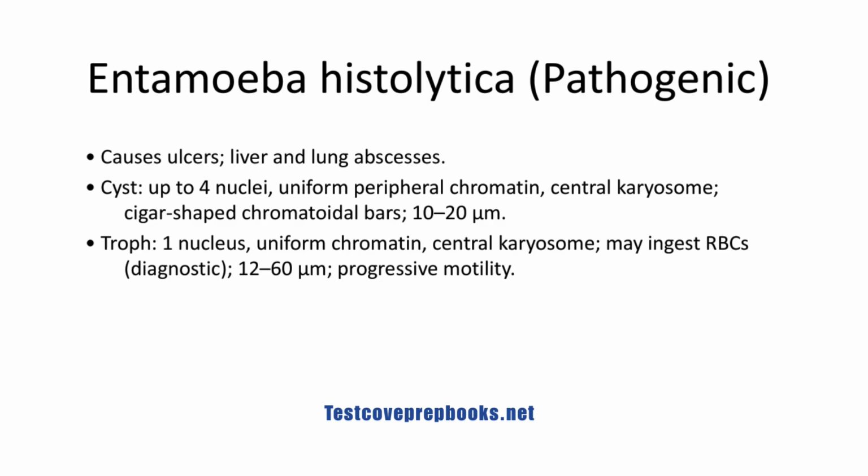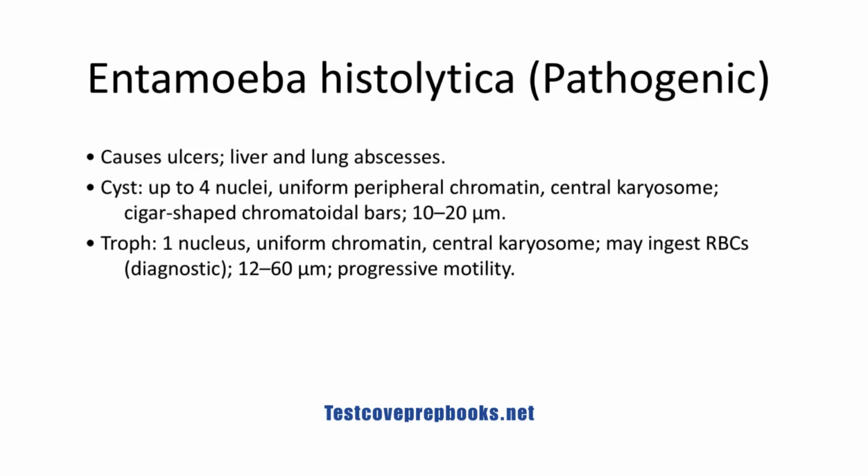The cyst of E. histolytica contains up to 4 nuclei with uniform peripheral chromatin and a central karyosome. It may also contain chromatoidal bars, which are cigar-shaped, and it measures about 10 to 20 micrometers in size.